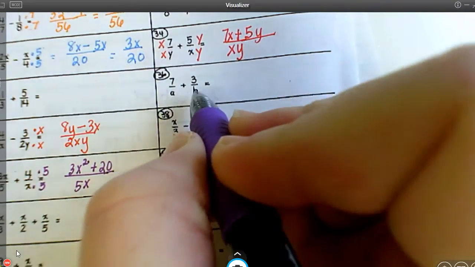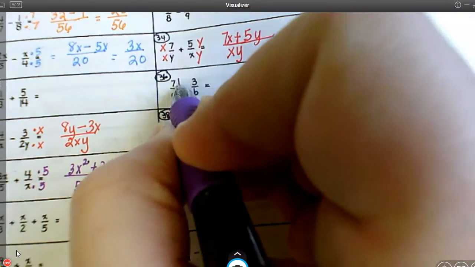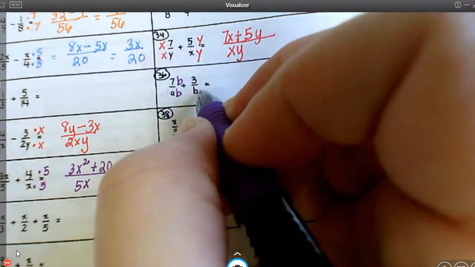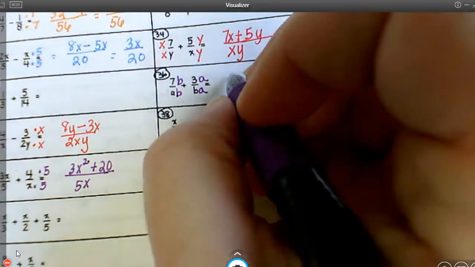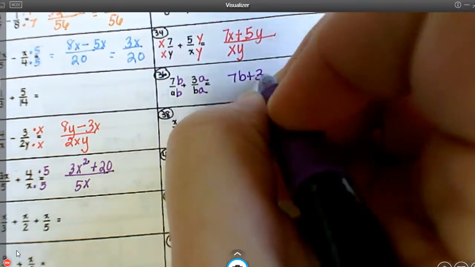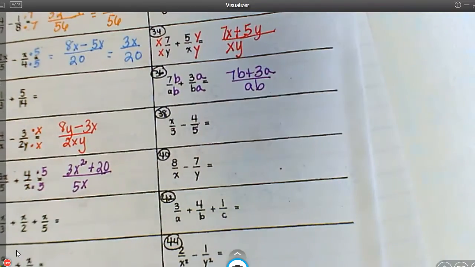On 36, we've got the a and the b. That means this one needs a b, so the top needs a b. The b needs an a, which means the top needs an a. So that would be 7b plus 3a over the bottom, which is just ab or ba.